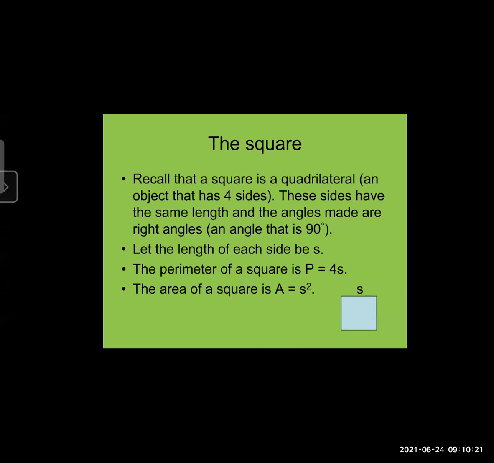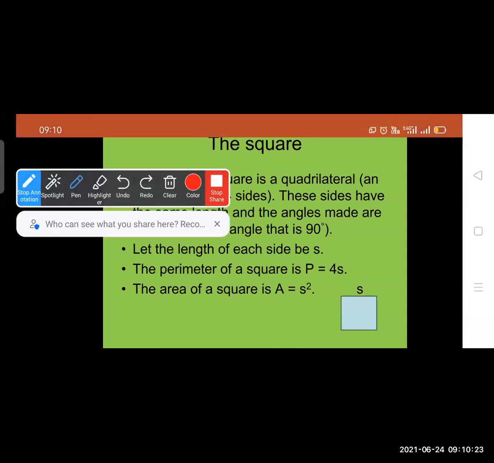So perimeter, we find the perimeter. There are 4 sides, 1, 2, 3, 4, and all sides are equal. That is S, S, S, S. So the total is 4S. We find the perimeter by using the formula 4S.